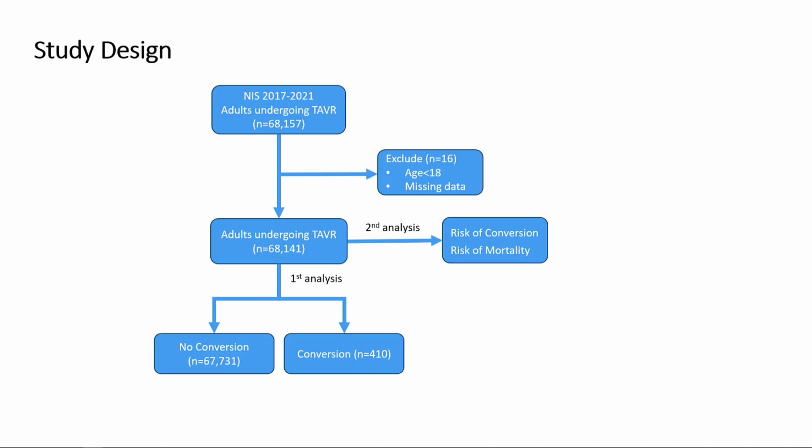Here is the study design. After we identify the patients of interest, we look at the conversion and no conversion groups for demographics, baseline characteristics and outcomes. The second analysis was to identify risk predictors for conversion and mortality, the risk factors among the converted cases.